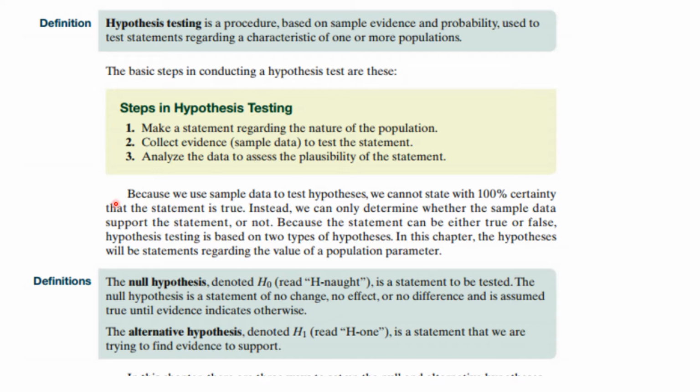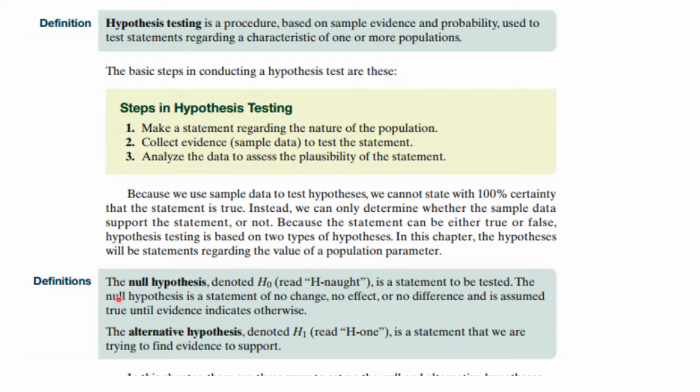Because we use sample data to test hypothesis, we cannot state with 100% certainty that the statement is true. Instead, we can only determine whether the sample data support the statement or not. Because the statement can either be true or false, hypothesis testing is based on two types of hypotheses. In this chapter, the hypotheses will be statements regarding the value of a population parameter. Later on, we're going to talk about values of population mean. And since we can do confidence intervals for each, we're in good shape.